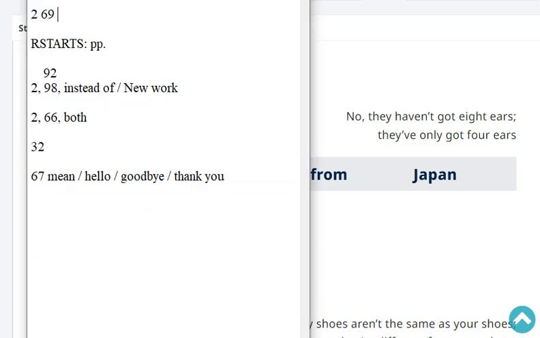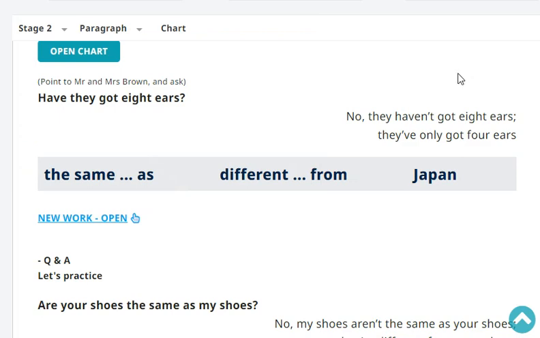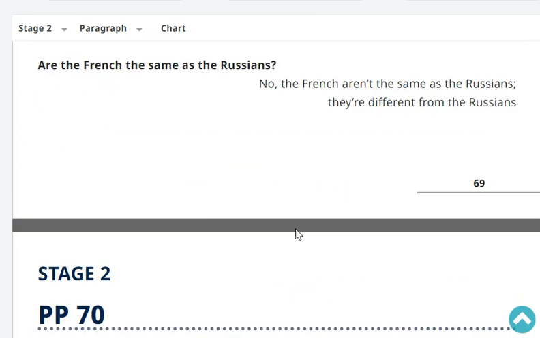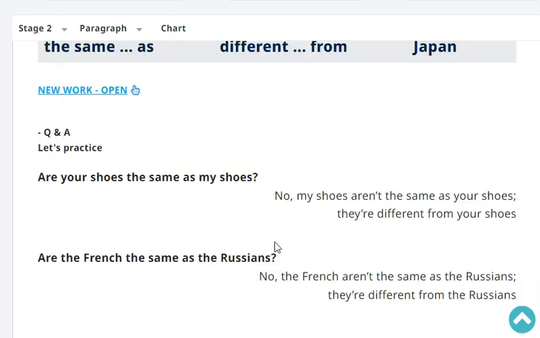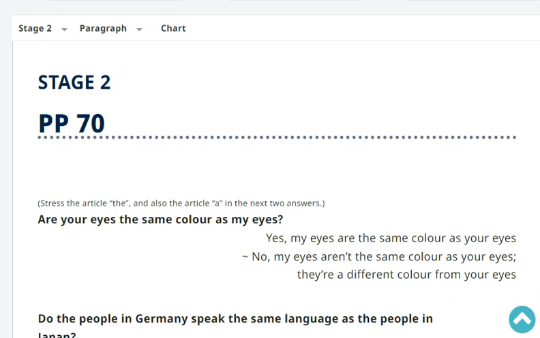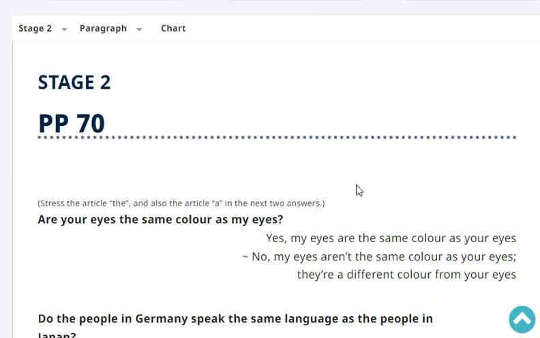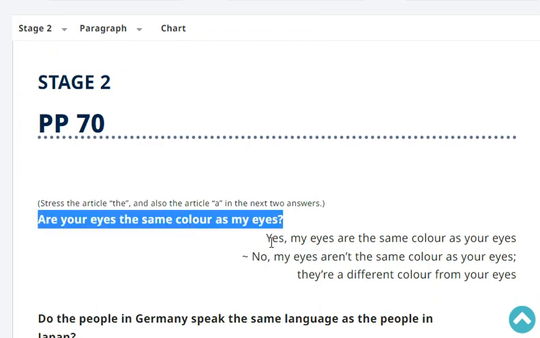The same as, different from, Japan. Are your shoes the same as my shoes? No, my shoes aren't the same as your shoes. They are different from your shoes. Are the French the same as the Russians? No, the French aren't the same as the Russians. They are different from the Russians. Okay, very good.